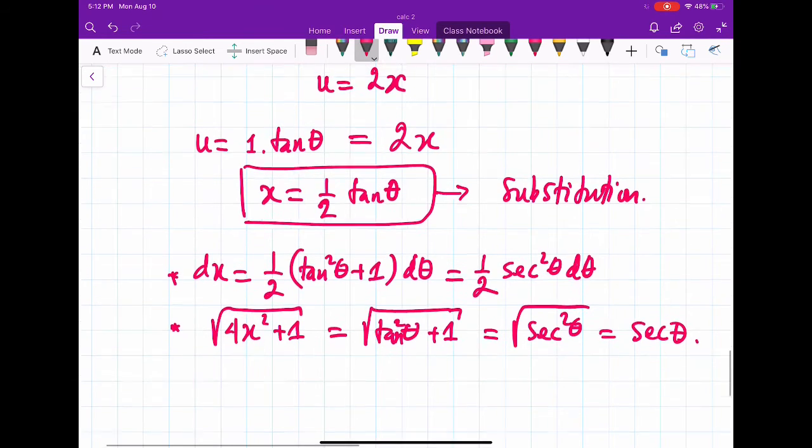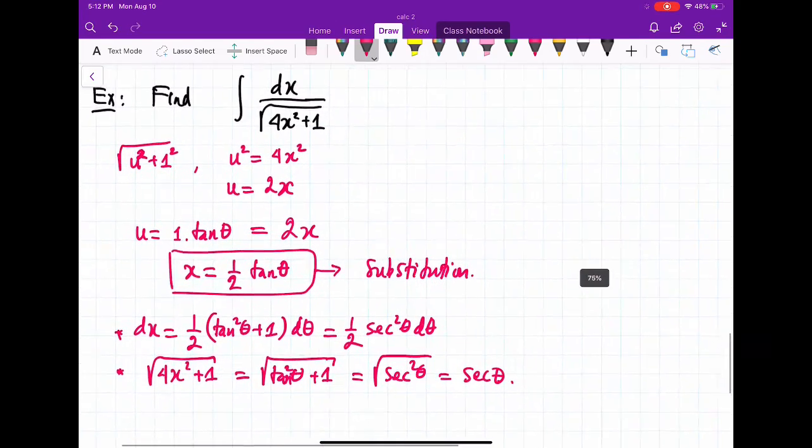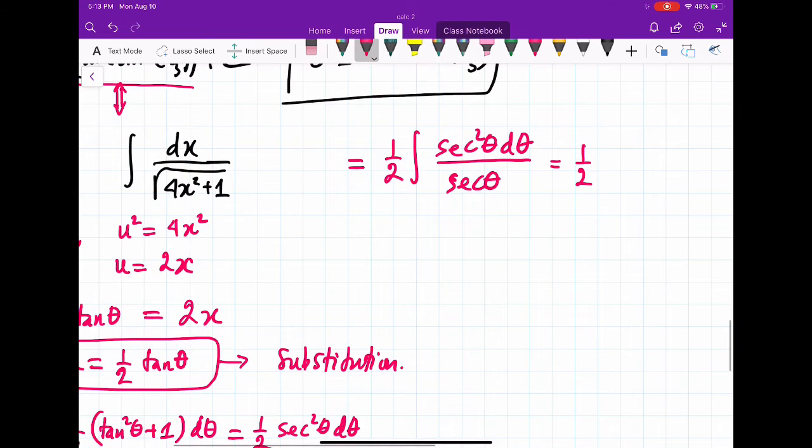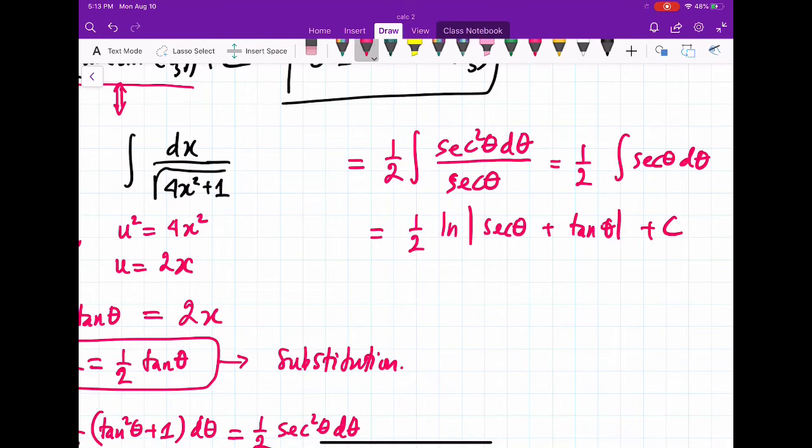Okay, now we can rewrite our integral in terms of theta. Let me write here. So this is equal to dx is 1 over 2 secant square of theta d theta divided by secant of theta. And secant with the secant will be cancelled out, so you have 1 over 2 secant theta d theta. And we know the integral of secant of theta is ln of secant theta plus tangent of theta plus c. So we have the answer in terms of theta.